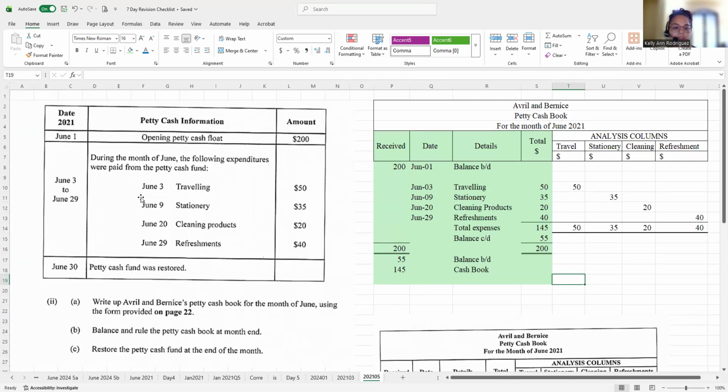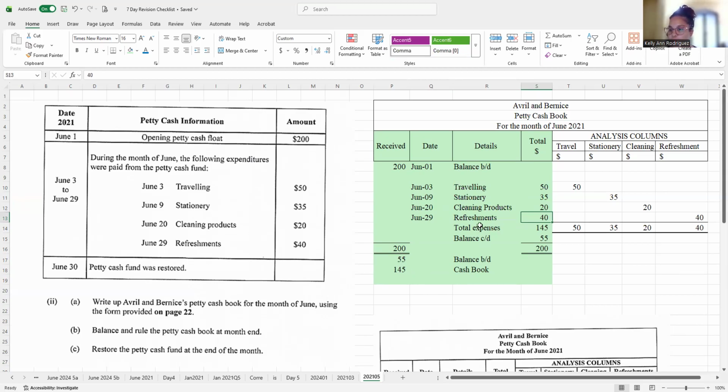So you have June the 1st, you start with a float of 200. Balance brought down 200. Everything else here is just being recorded. June the 3rd to the 29th, these are the expenses. June the 3rd, travelling 50. June the 9th, stationery 35. June the 20th, cleaning products 20. June the 29th, refreshment $40. That's it. Like listing a diary. You're listing items, like making a grocery list.